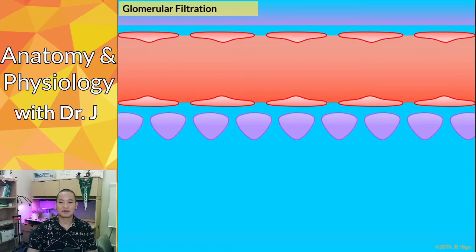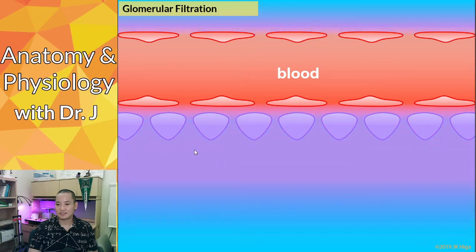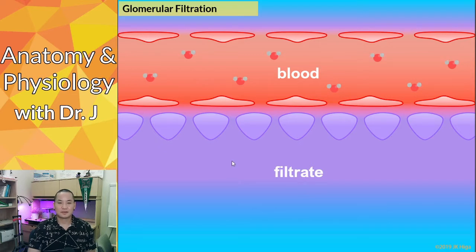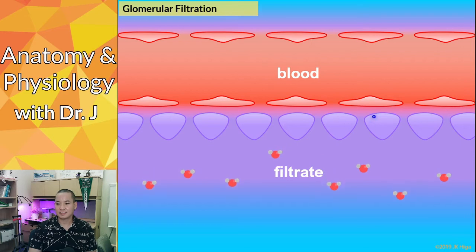So what we have here are the blood vessels. Now what happens is the blood vessels we call a glomerulus are going to filter out water and solutes and make filtrate. Water is small enough, and due to the high glomerular hydrostatic pressure, it's going to filter between the endothelial cells and the pedicels of those podocytes.